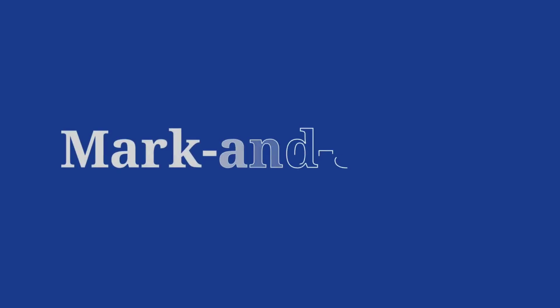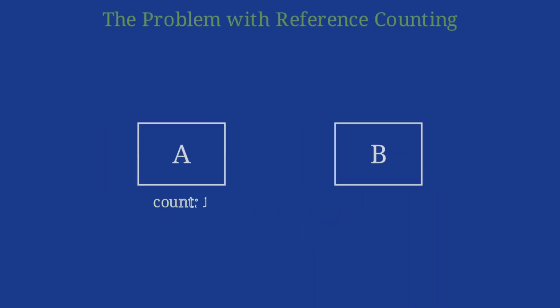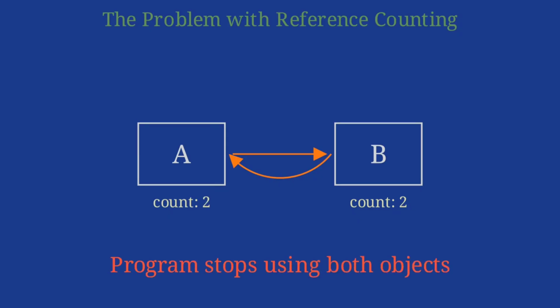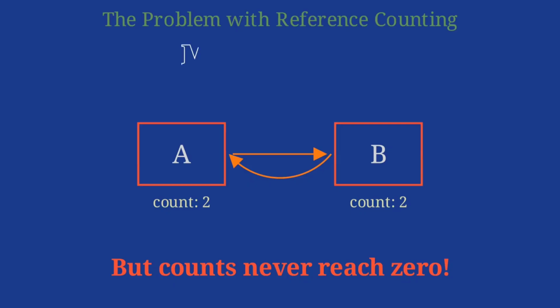In our last lesson, we learned about reference counting, a simple approach to garbage collection. But reference counting has a fatal flaw. Imagine two objects that point to each other, creating a cycle. Object A holds a reference to B, and B holds a reference back to A. Even when your program no longer uses any object, their reference counts never drop to zero. They keep each other alive, creating a memory leak. This is the circular reference problem, and reference counting can't solve it.